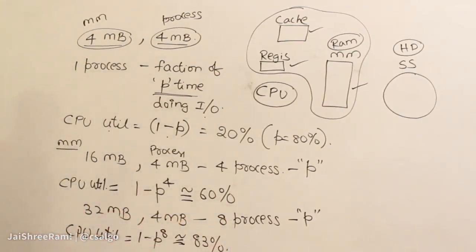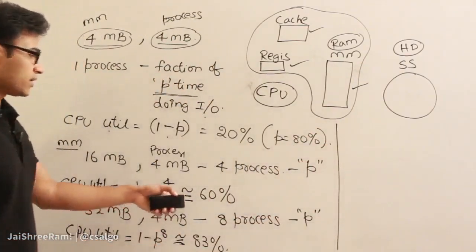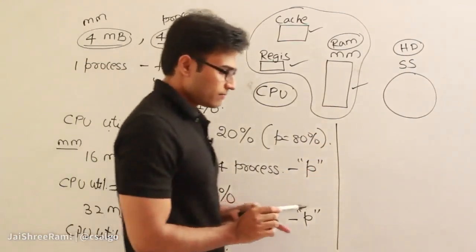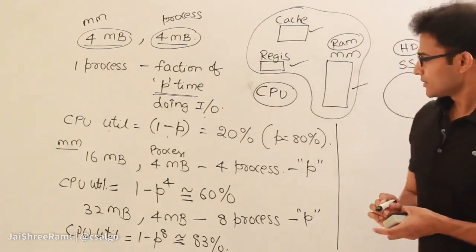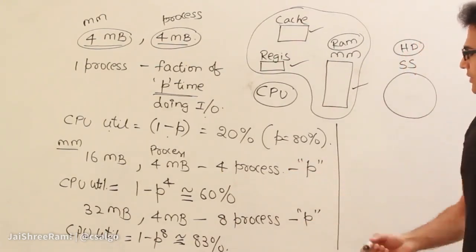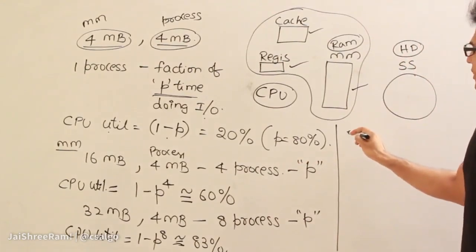Got it? So as I increase the main memory size, the number of processes present in the main memory increases, and hence the CPU utilization is increasing, right? Will it happen like this? I mean, when I double the number of processes, is it going to be like this? So let us say I just want to examine one more.